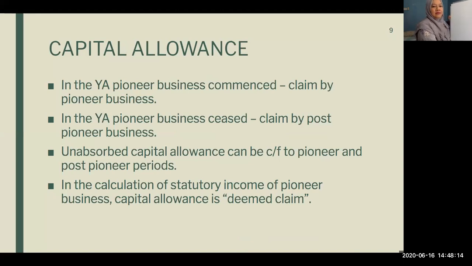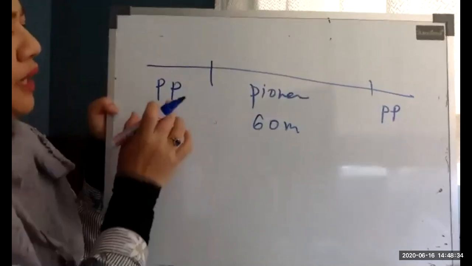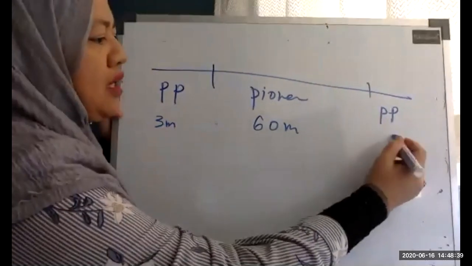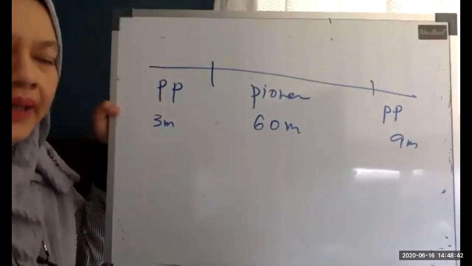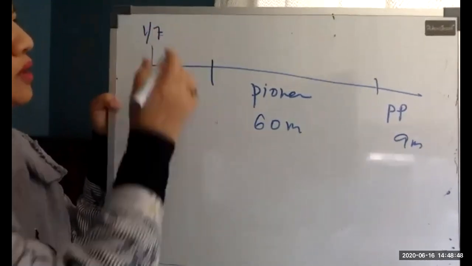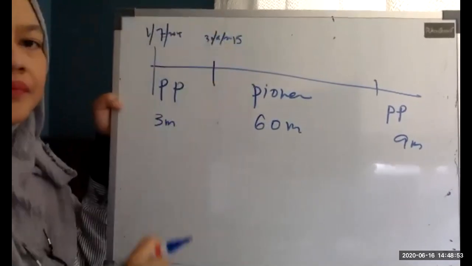What is meant here is, remember that just now we have a period which we call the pre-pioneer period. This one is the pioneer period of 5 years, 60 months. And now we have the post-pioneer period. You get that? So you have the pre-pioneer period, in that example 3 months, and then we have the post-pioneer period of 9 months. This one means it starts from 1st of July 2015 until 30th of September 2015.